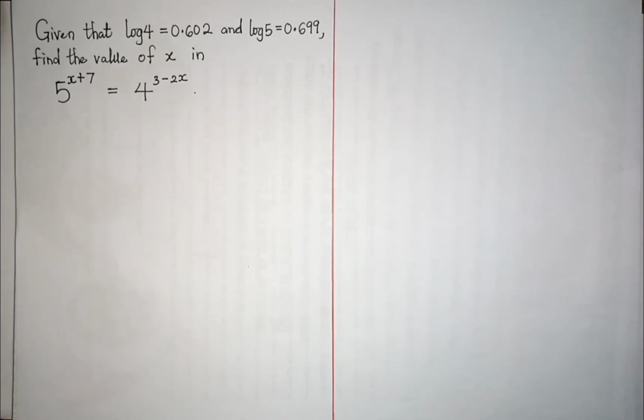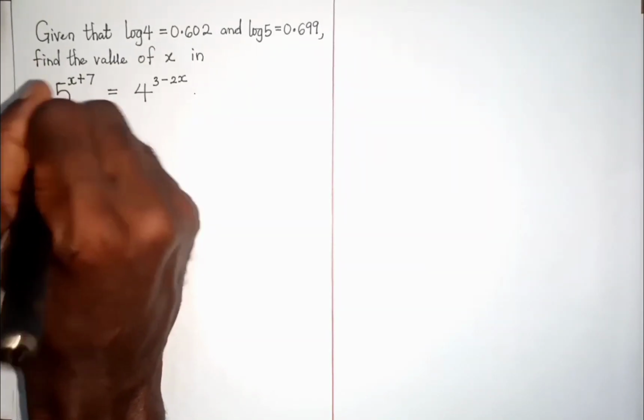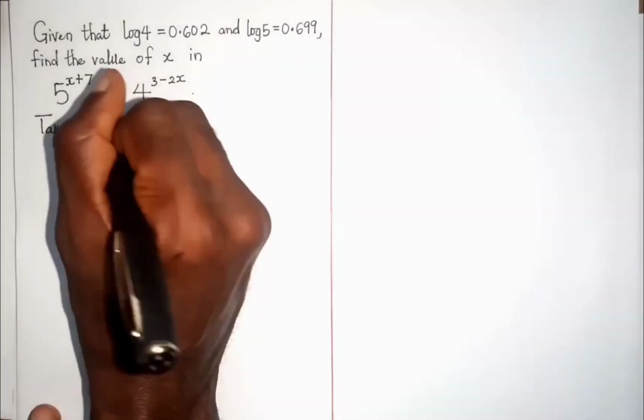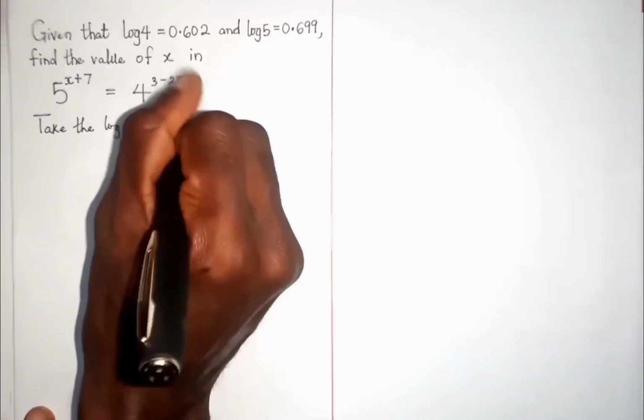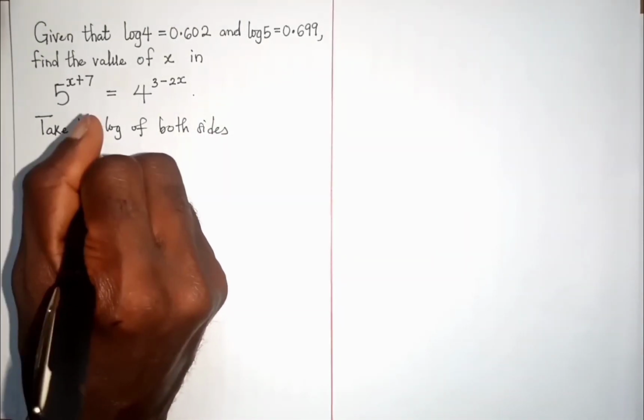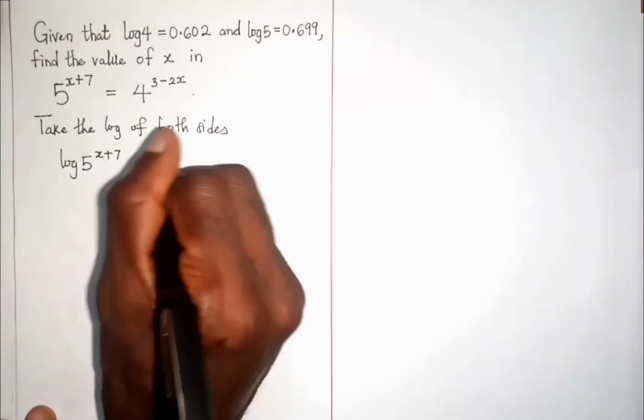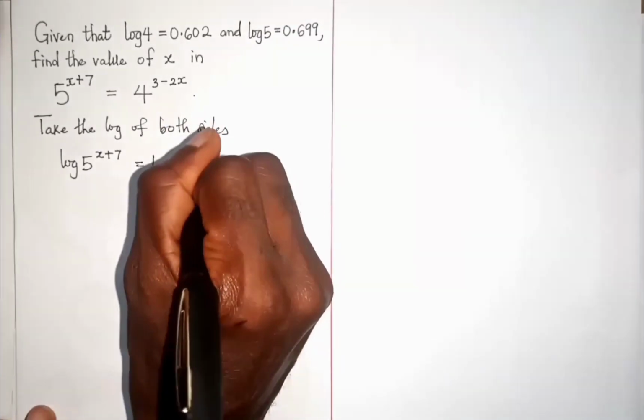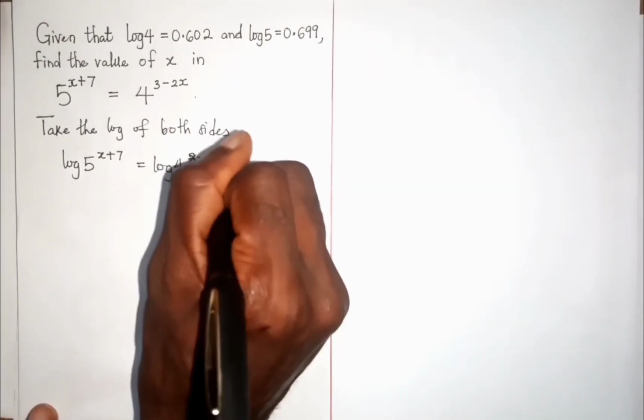The question says that given that log 4 is 0.602 and log 5 is 0.699, we have to find the value of x in 5 raised to power x plus 7 equals 4 raised to power 3 minus 2x. Now, to do this, we start by taking the logarithm of both sides. We take the log of both sides so that we have log 5 raised to power x plus 7 equals log 4 raised to power 3 minus 2x.